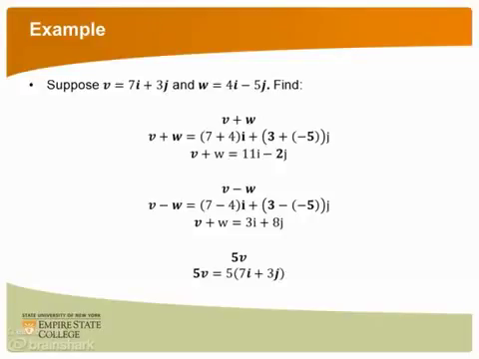When doing scalar multiplication, we multiply the entire vector by the appropriate scalar quantity. So if we want to do 5 times v, we have to multiply 5 by the entire 7i plus 3j. This gives us a final answer of 35i plus 15j.